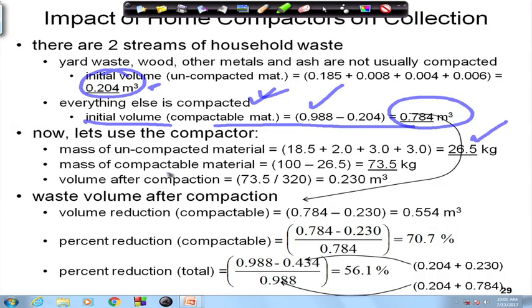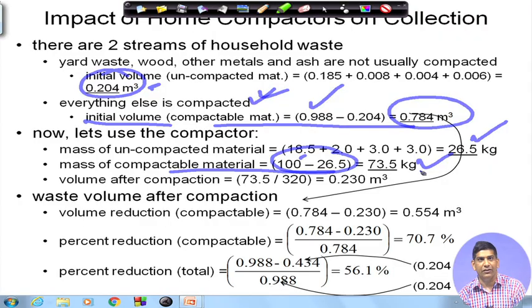So the mass of compactable material: because the total was 100 and uncompacted is 26.5, subtract that, and you get 73.5 kg. That's the compactable material. Now the volume after compaction: since total mass is 73.5, remember the compactor was 320 kg per meter cube. So the volume after compaction, we can get up to 0.230 meter cube.